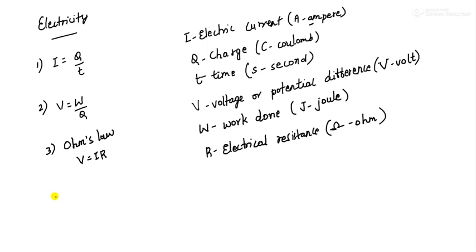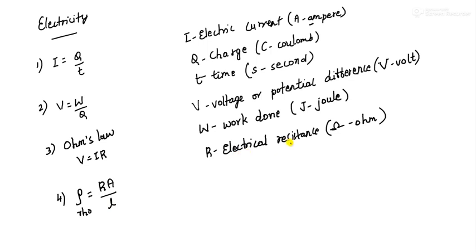After this you have electrical resistivity. It is denoted by rho, and it is equal to RA by L, where R is the resistance of the conductor, A is the area of the cross section of the conductor, and L is the length of the conductor. So I will write it here.